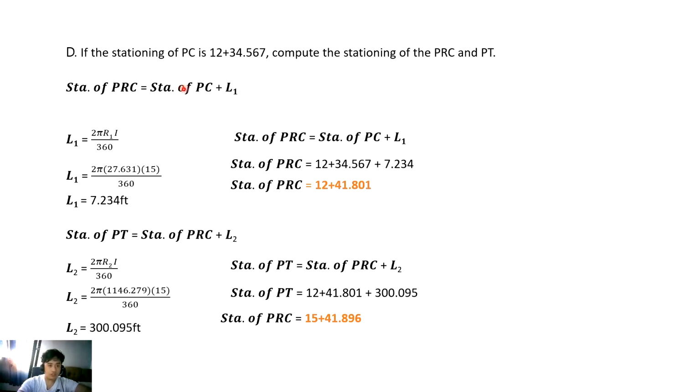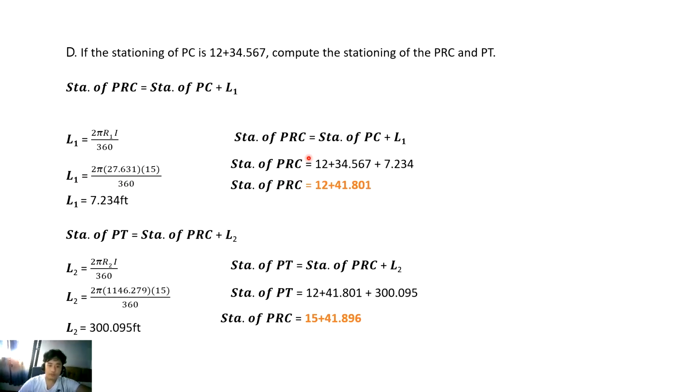Para naman sa stationing ng PRC at PT, ganun ulit ang formula ng PRC, station of PC plus L1. So, meron na tayong PC, so L1 na lang. 2 pi R1 I over 360. So, substitute lang natin. So, 2 pi times 27.631 times 15 all over 360, and we'll get 7.234 feet. So, dahil meron na tayong L1, makukuha na natin yung PRC.